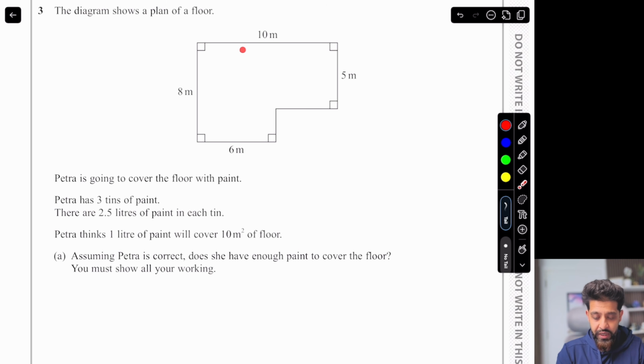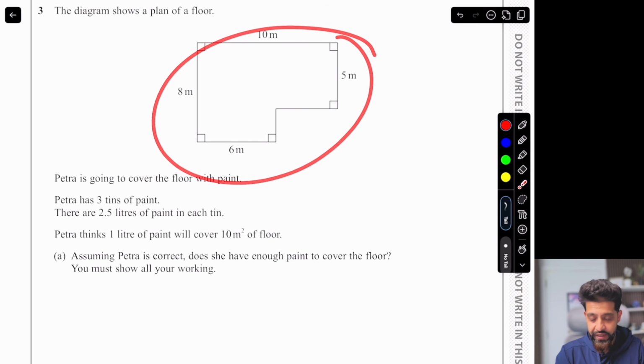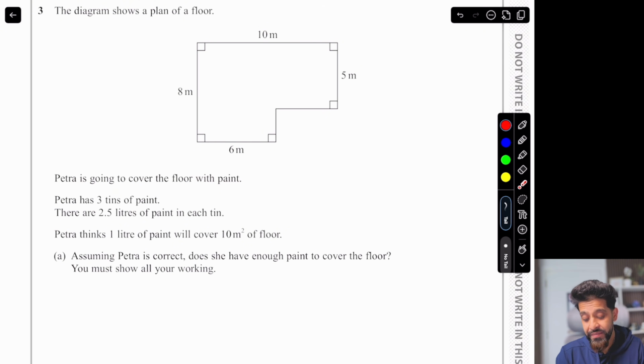First things first, we need to cover this, so we need to find the area of that. Now, you can't find the area of this directly. You might want to split it up. Some students may decide to make this into a full rectangle, find the area of that, and take that away. Okay, whatever you do.